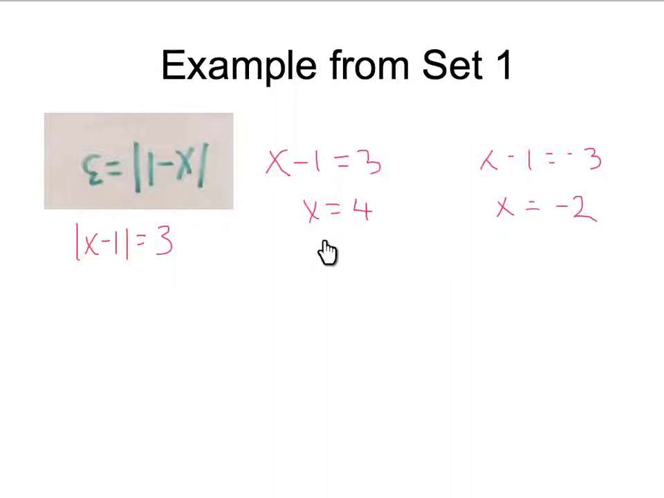Then the way to find our second answer is to take x minus 1 and find where that is equal to negative 3, because the absolute value of negative 3 will give me a positive 3. So when I solve for x, x equals negative 2. So if you're given a problem like this, where it's equal, this is how you solve it, by setting up two equations, and on the second equation you just make the answer on the right negative.